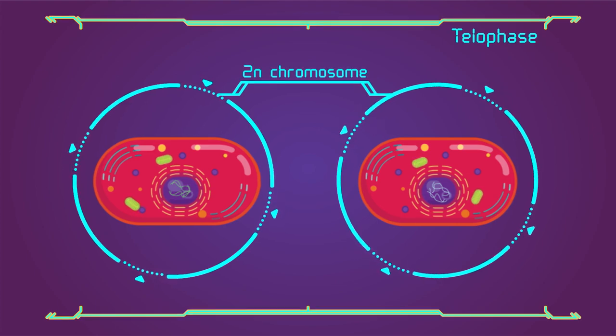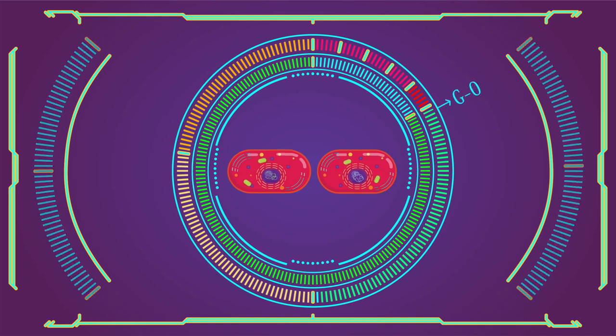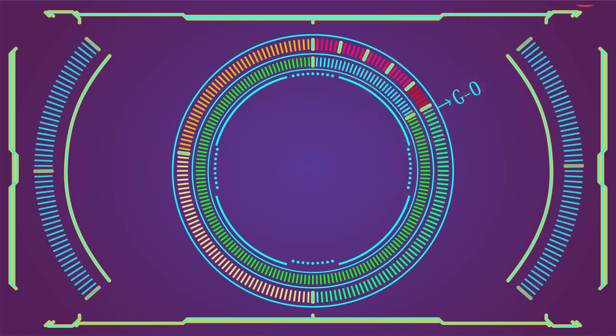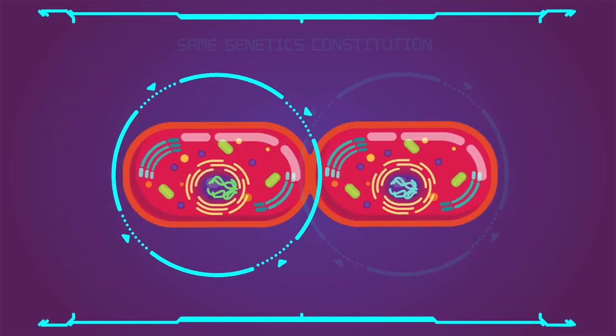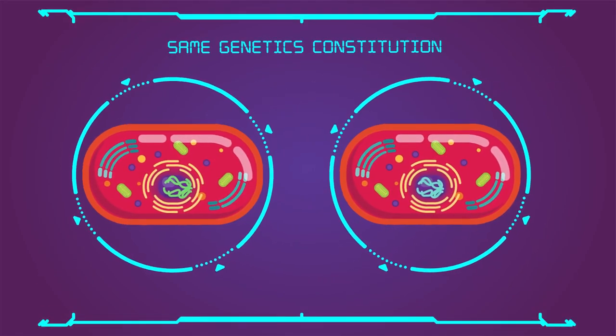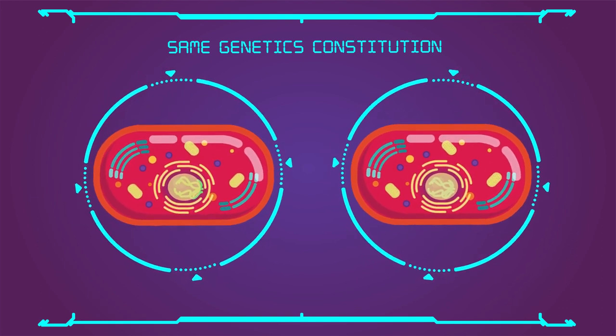Up till now, we have discussed what is mitosis and its different phases. Now it's important to know about significance of mitosis. Significance. It is an equational division through which identical daughter cells are produced, having the same amount and type of genetic constitution as that of the parent cell.